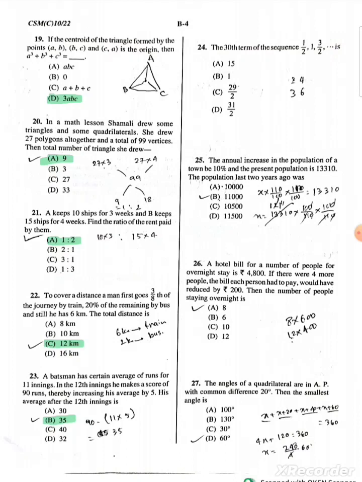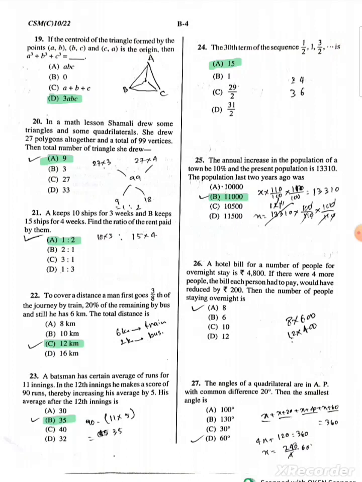The 30th term of the sequence 1/2, 1, 3/2 ... is 15. The annual increase in the population of a town is 10% and the present population is 13,310. The population 2 years ago was 11,000.